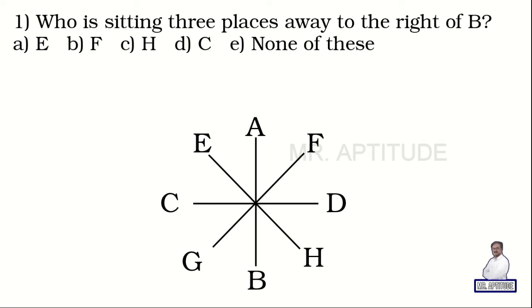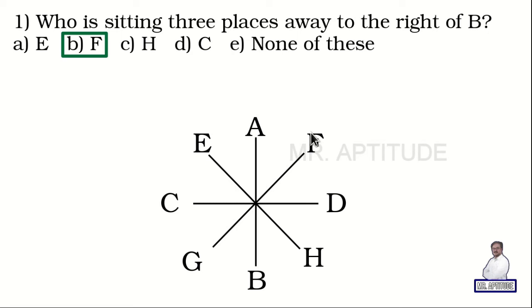To answer this question, you should know 2 things. First one, the final arrangement. And the second one, the meaning of this question. As we are done with the arrangement earlier, and we know that 3 places away means that there should be exactly 2 places left between the given 2. Now, I know that it's B. As B is facing towards the center of the table, this is the right of B. 3 places away, so we have to leave these 2. So your answer will be F. So F is sitting 3 places away to the right of B.